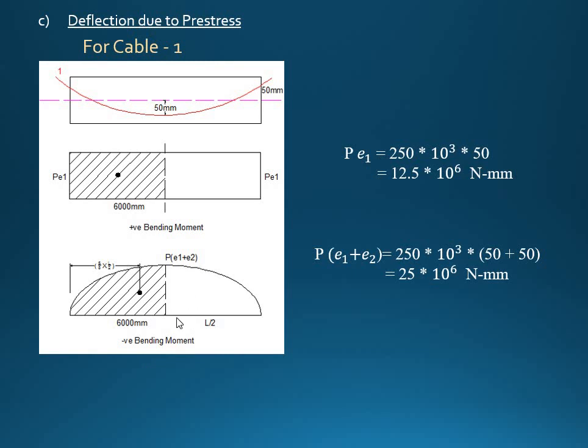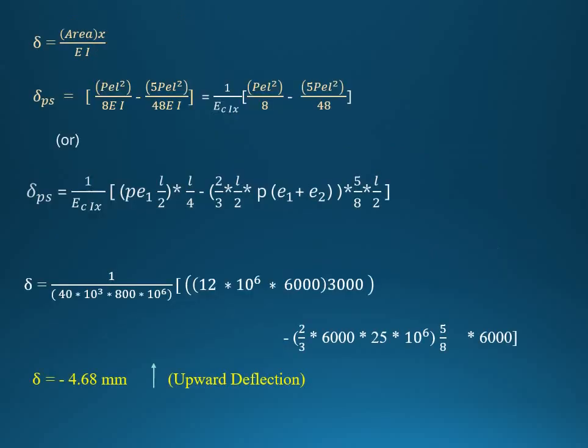PE1 plus PE2 is the maximum bending moment. So PE1 plus PE2 will be 25 into 10 power 6 Newton mm. These two values are important. We will use this in the next upcoming formula.